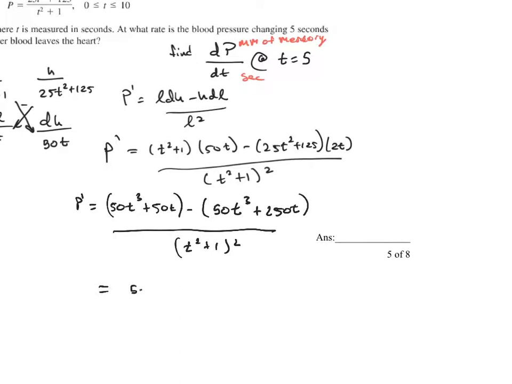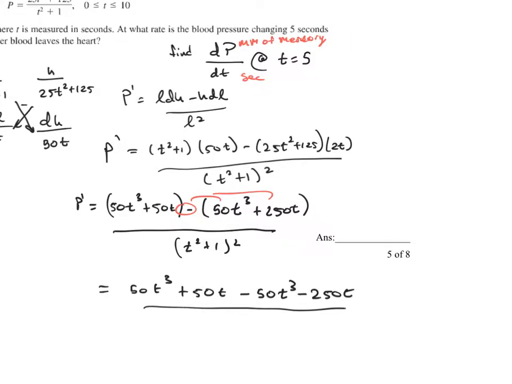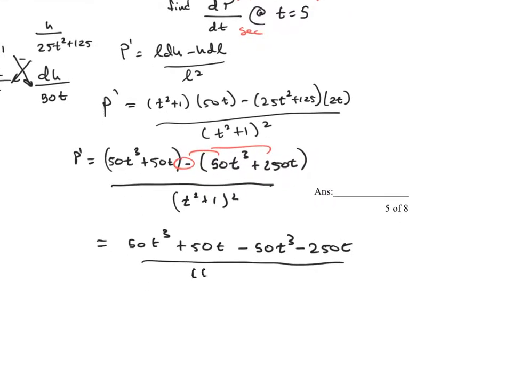So what do I have? I have a 50t cubed plus 50t. I'd have a minus 50t cubed, distributing the negative now, minus 250t. Do not forget to distribute that negative to both of those terms. This is all over that denominator, which a lot of people forget to write, so please don't. T squared plus 1, quantity squared. Well, the 50t cubes cancel out. I'm left with 50t minus 250t. So what are you getting? I'm getting minus 200t all over t squared plus 1, quantity squared. So that's our derivative right there.